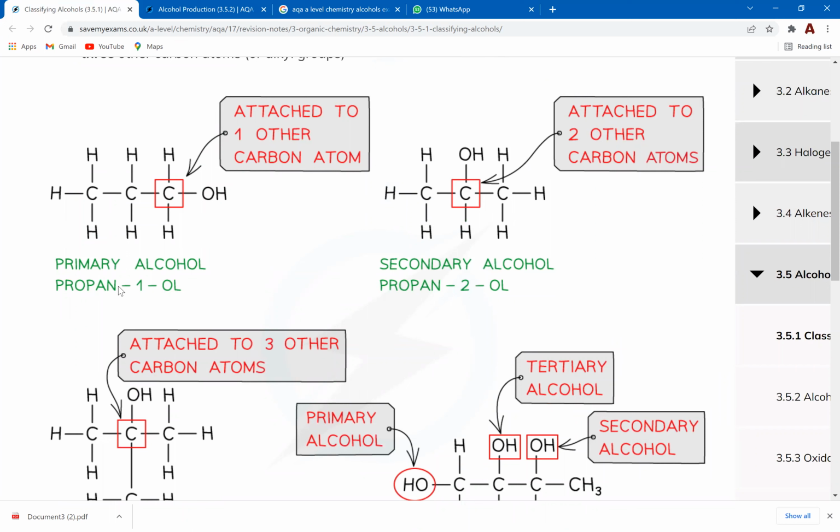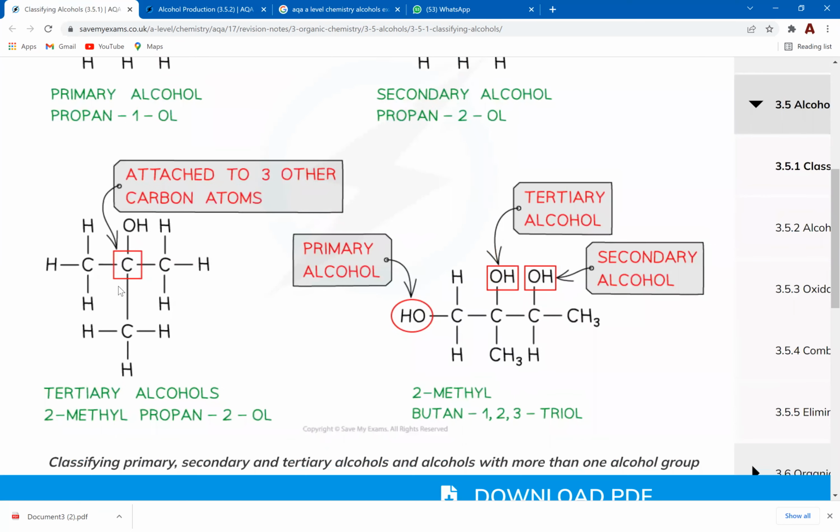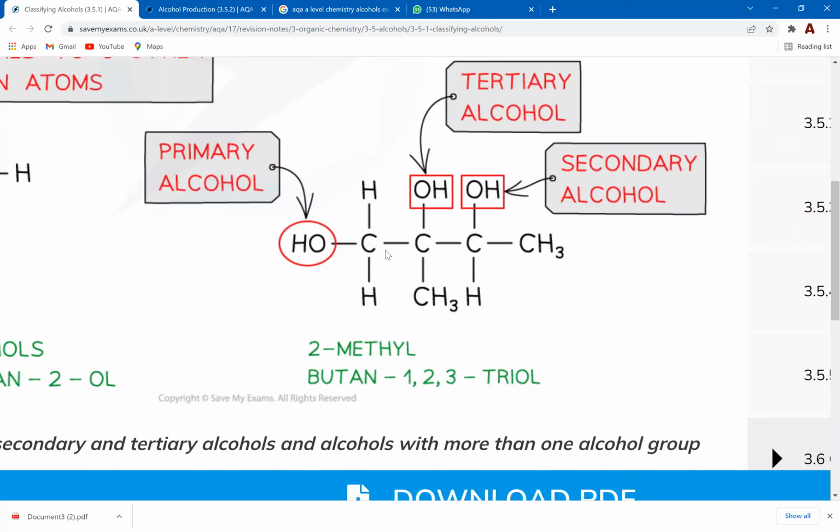Now all of these alcohols could be there in a single compound as well. If you look at this last molecule, you see there are three carbons altogether. The first carbon is attached with one other carbon and one hydroxyl group. So this is a primary alcohol. Now, the second carbon is attached to three other carbons and one hydroxyl group. So this is a tertiary alcohol.